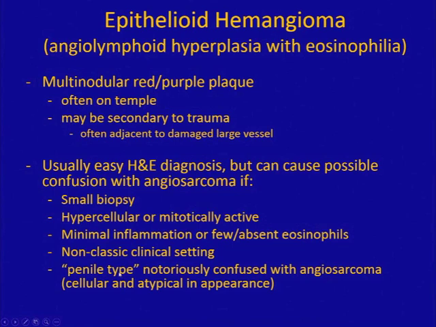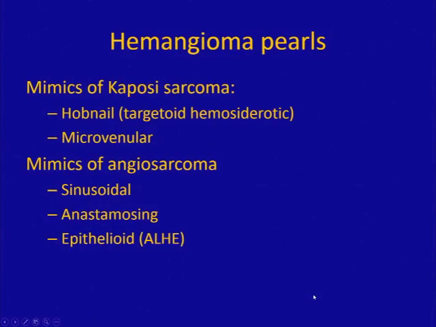One thing I'll point out, we don't have a picture of it here, but the penile type of epithelioid hemangioma can look very cellular and atypical and can easily get confused with angiosarcoma. And for obvious reasons, it's really important to not misdiagnose angiosarcoma on the penis because it can result in irreversible, terrible surgical complications. So very important to know that if you see a weird vascular lesion on the penis, always consider the possibility of an epithelioid hemangioma that's looking atypical because of its unique subtype there. So that's an important lesion to be aware of.